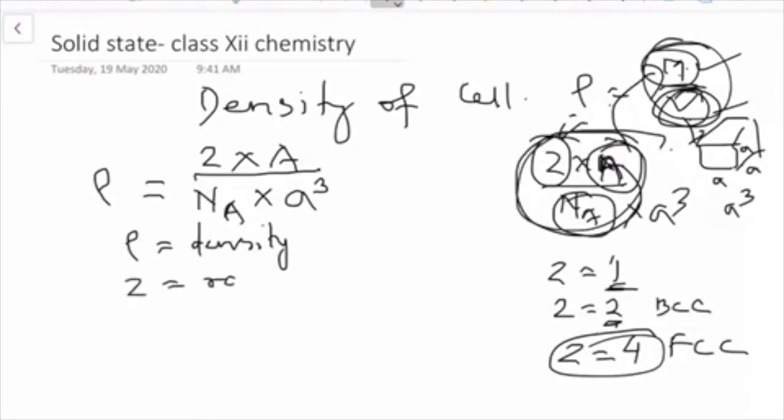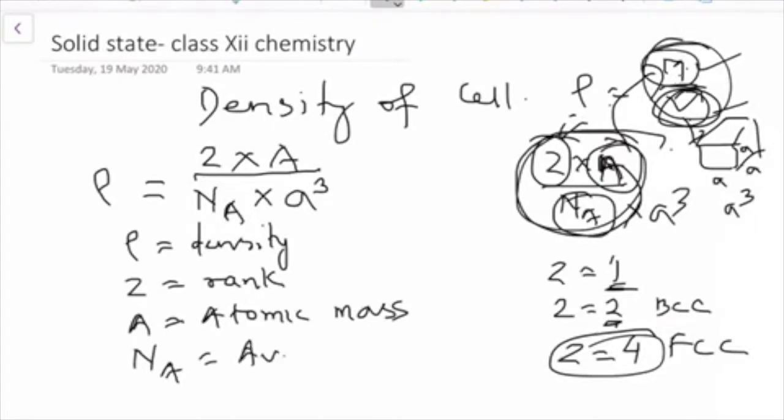Then Z stands for the rank, the total number of particles present in that particular unit cell. A stands for the atomic mass of that particular element. Then the next one is NA, which is your Avogadro's number. I hope you still remember what Avogadro's number is. It is equal to 6.023 into 10 to the power 23. Don't get confused with this 3.